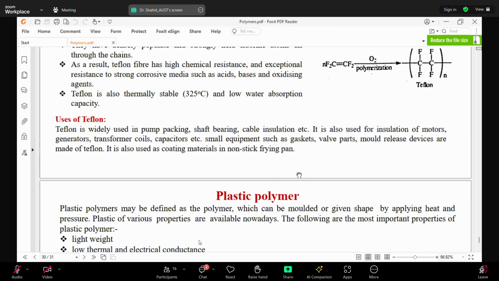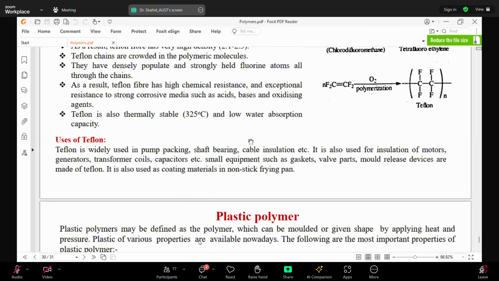So the non-stick frying pan, you know, in our kitchen where we frequently use a non-stick frying pan, Teflon is very good to use. It's a very important use of Teflon as a coating material. Now we are using different types of frying pan. The non-stick frying pan is a very popular item in our kitchen. The upper side coating is sometimes Teflon, so it is widely used as a coating material for non-stick fry pans.